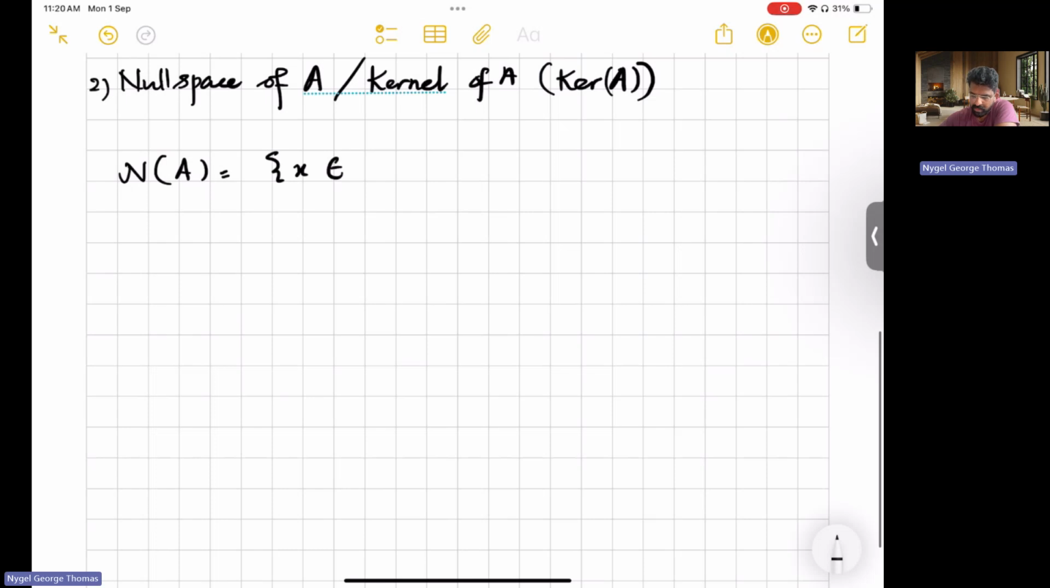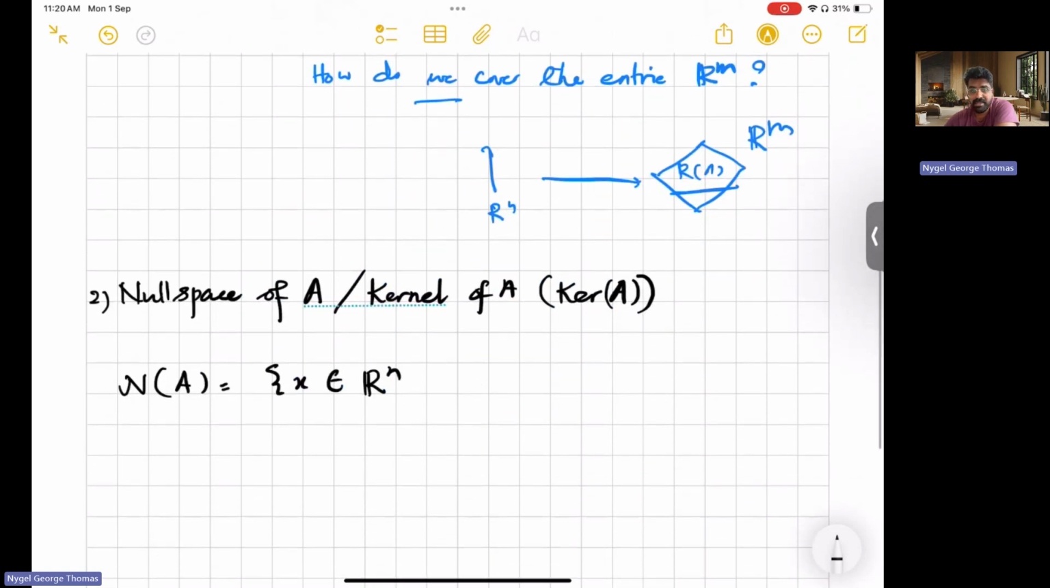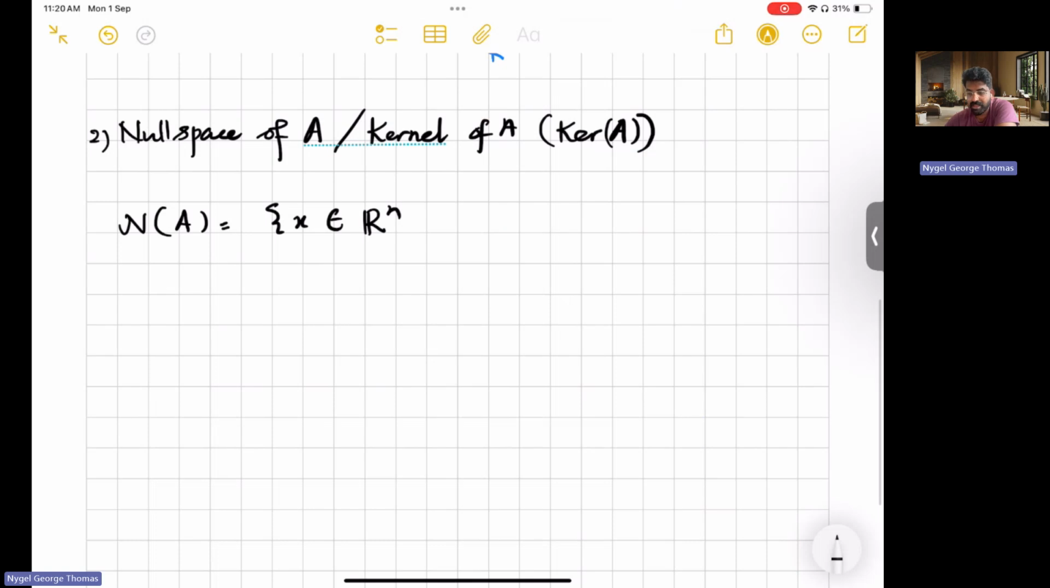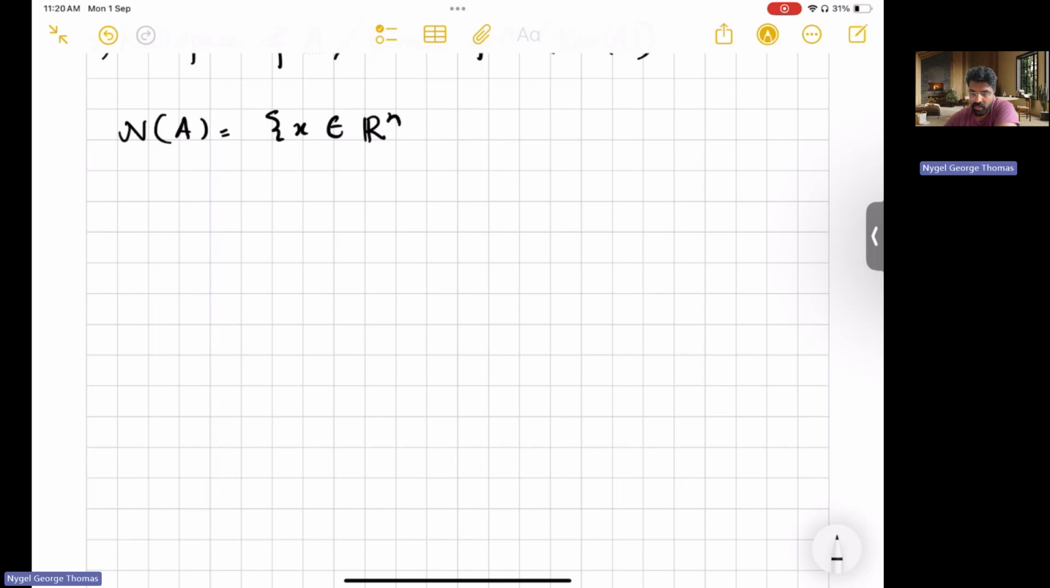is the set of all x's in Rn. Here it was the set of all y's in Rm. We're defining in terms of some linear transformation. Here also the definition is in terms of linear transformation. But there, y was the resultant of a linear transformation. Here we already know what the resultant is. It's the zero vector. The y is known. So there are some x's in Rn which, when multiplied with A, give a zero vector. Basically, it cancels out something.